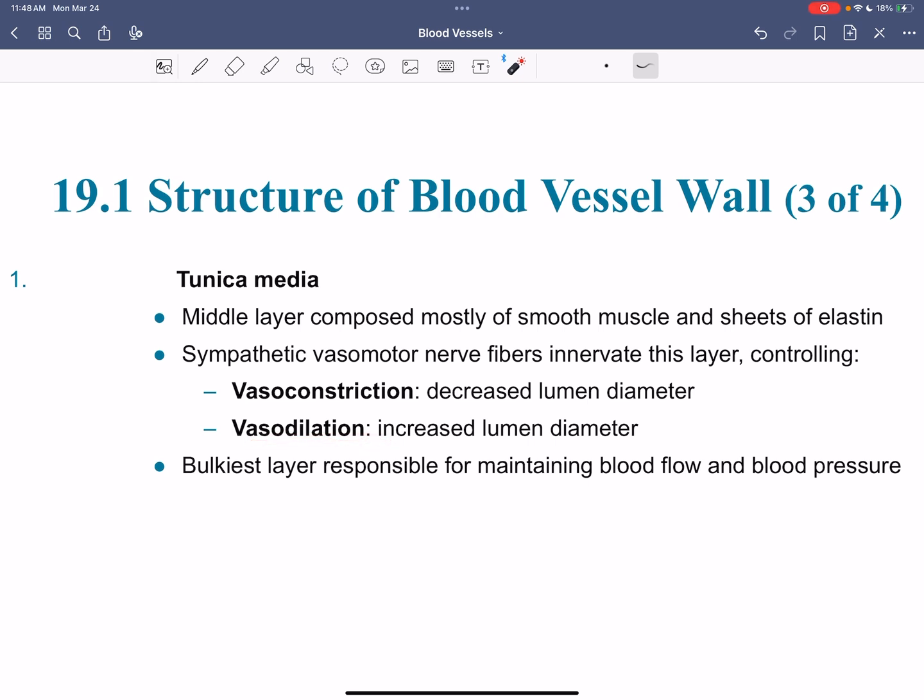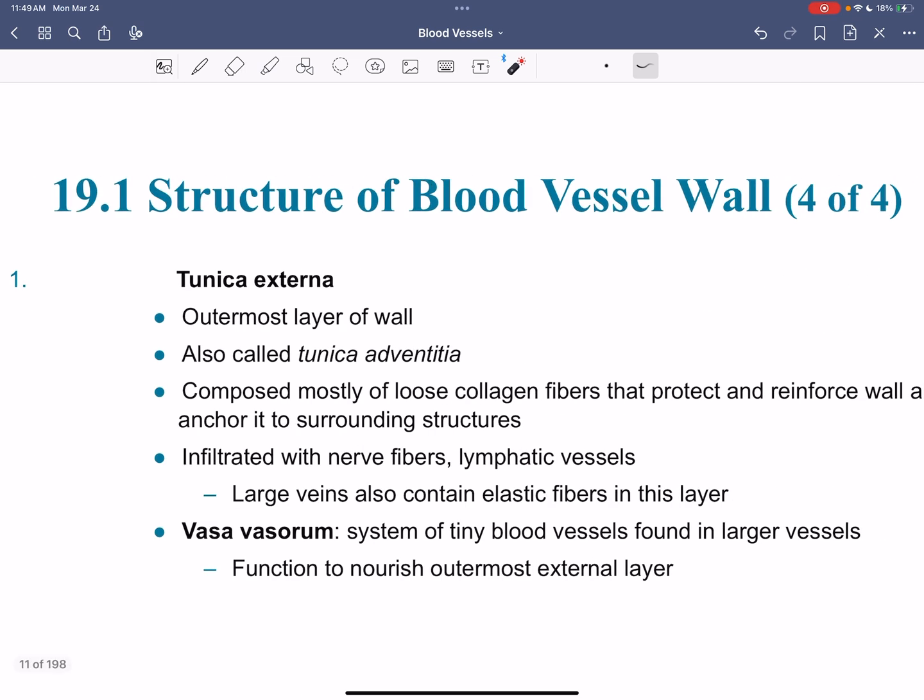And we know the diameter of a blood vessel has a huge role on the amount of resistance that that vessel is going to have for blood flowing through it. And a very small change in constriction or dilation of that blood vessel will have a big influence on how blood can flow through it. And this is one of the biggest layers, and it has a really big job in maintaining blood flow and blood pressure.